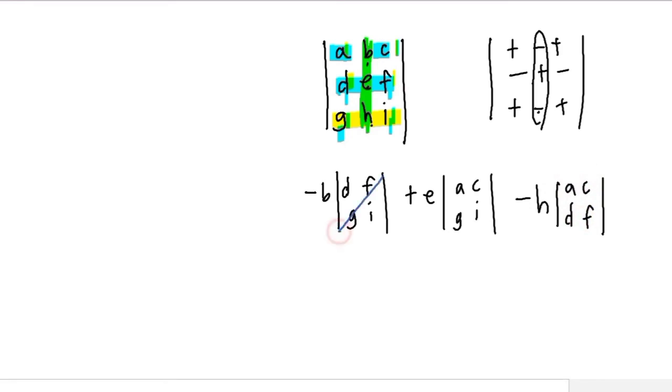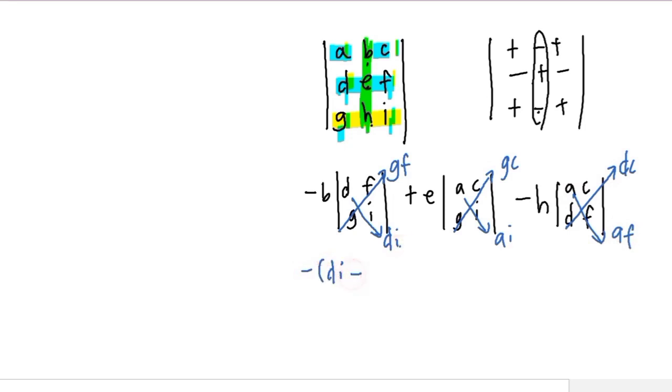Ayan. So, sa cross up, we have GF here. Sa cross down, we have here DI. And here, we have GC. And we have here AI. And here, we have DC. And here, we have AF. So, we would have negative of DI minus cross up. So, that's GF multiplied by B. Plus cross down AI minus the cross up GC times E minus this AF, the cross down, minus the cross up, multiplied by the H.